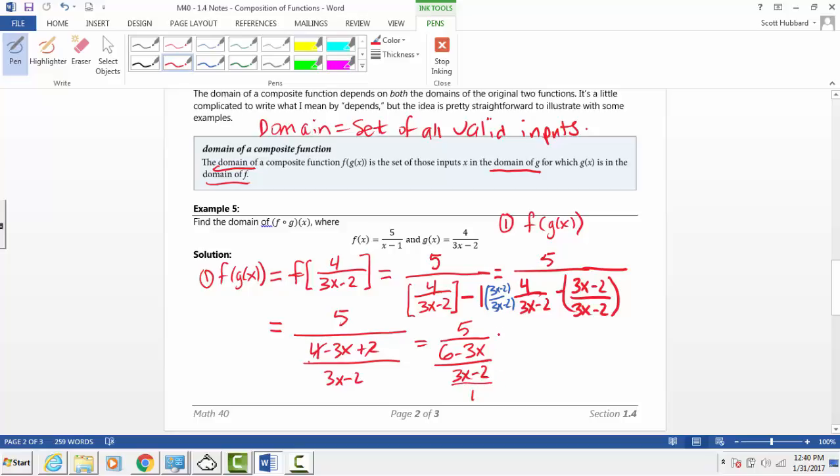We can do one more step because this is a compound fraction. So remember, that means that this comes up and it multiplies by the reciprocal of the other guy. So it's 3x minus 2.